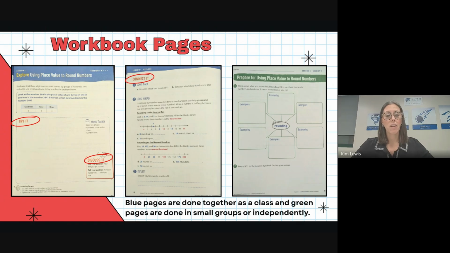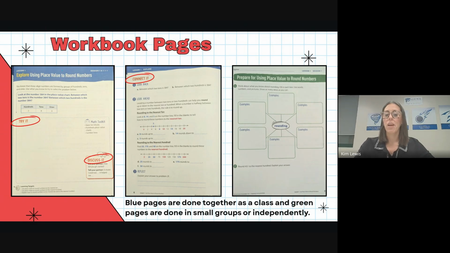As I said, that family letter was in the workbook. The workbook also has different colored pages. The blue pages, you'll see these blue headers, are pages that they typically do as a whole class in a whole group setting together. They're walking through the problem, like I said, try, discuss, connect. They'll work with a small group or a partner, discuss it as a class, and then together they are connecting that to what their actual learning is for the day.